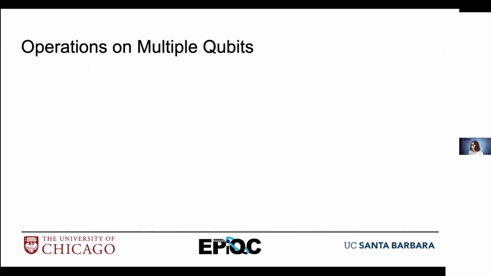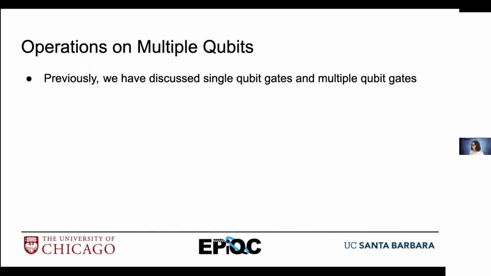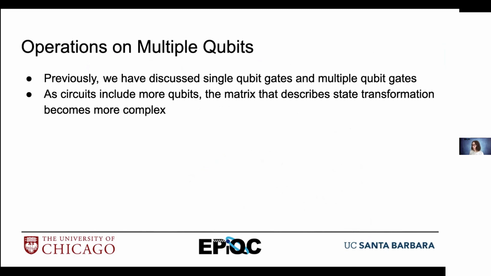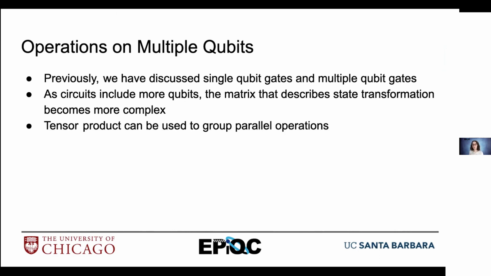So let's think about operations on multiple qubits. Previously we've discussed single qubit gates and multiple qubit gates, but as circuits become more complex, that also extends to the matrix becoming more complex. We have a combination of single qubit operations and multi-qubit operations, and we have to make them all able to be expressed as one. So we can come up with the overall transfer function, or the overall matrix, that operates on a set of qubits at a given moment of time in that circuit. Once again, we can apply tensor product in order to group parallel operations, just like we would use the tensor product to group parallel qubits.